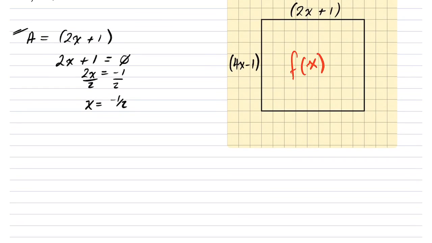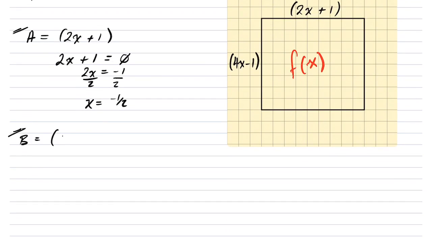And we can do this for b as well. So b, what did we say b was? 4x minus 1. And what do we get? We get 4x minus 1 equals 0, 4x equals 1, and we get x is also equal to 1 over 4.